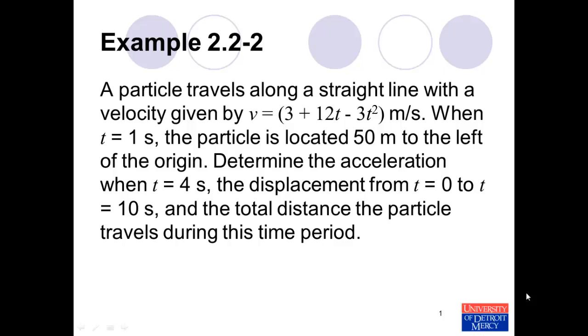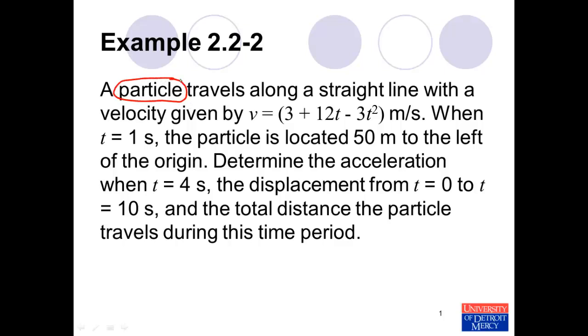Determine the acceleration when t equals 4 seconds, the displacement from t equals 0 to t equals 10 seconds, and the total distance the particle travels during this time period. So looking at this problem, this is one of the simpler problems that we're going to start with in this course. A couple things to note.